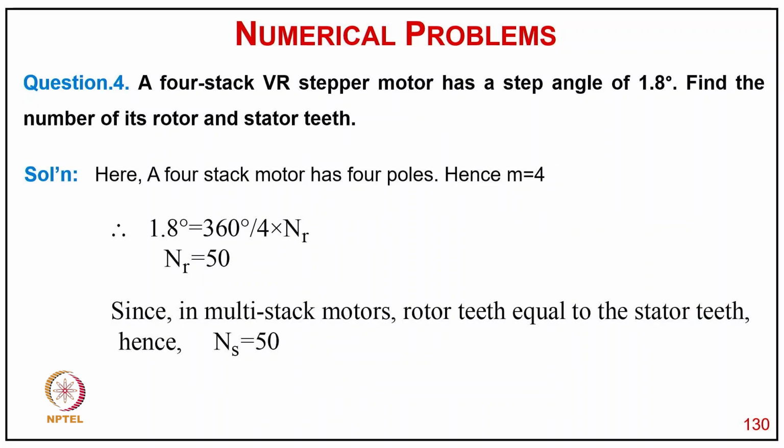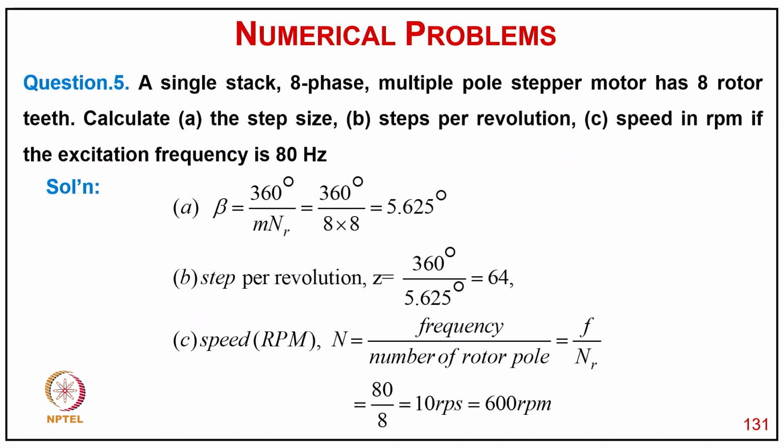A 4-stack VR stepper motor has a step angle of 1.8 degrees. Find the number of its rotor and stator teeth. Here the 4-stack has 4 phases, hence m equals 4. So 1.8 degrees equals 360 by (4 into Nr). So Nr comes 50. And since in a multi-stack motor, rotor teeth equal the stator teeth, hence Ns is also 50. Coming to question 5.